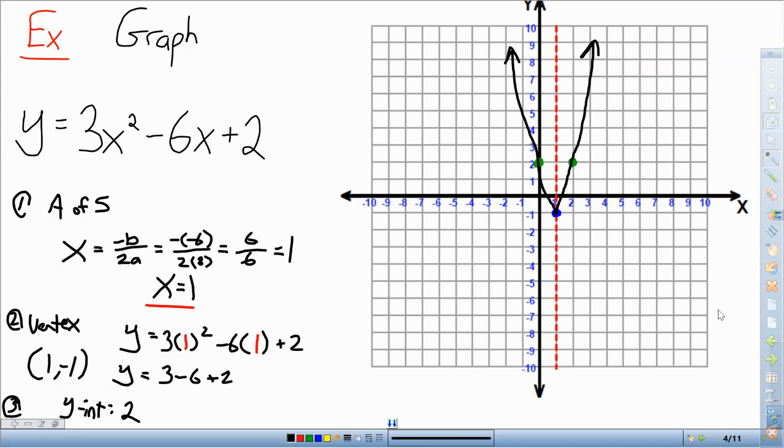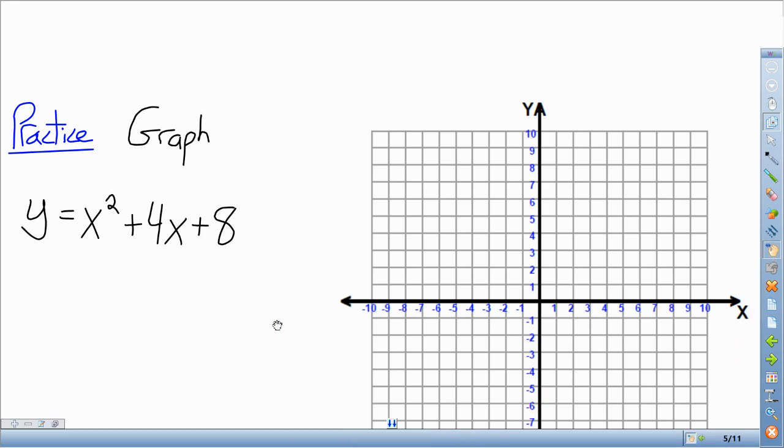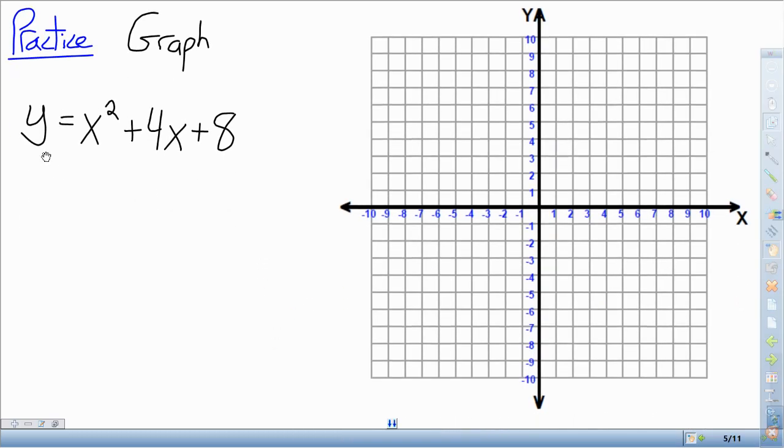Okay, cool. So that is kind of the idea there. I'm going to have you guys try one of these, and then I think we're going to do one more together after this. Okay, so go ahead, try this practice problem. Do the 3 steps, plot all your information, and then we'll do a couple more.